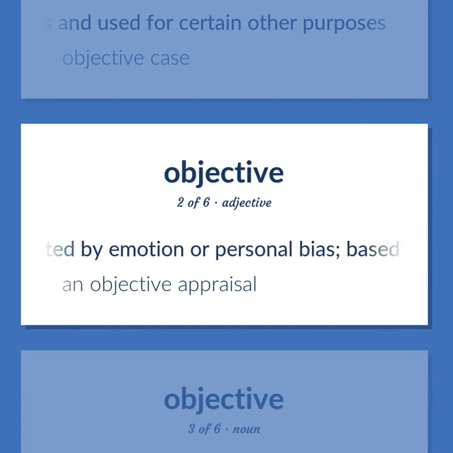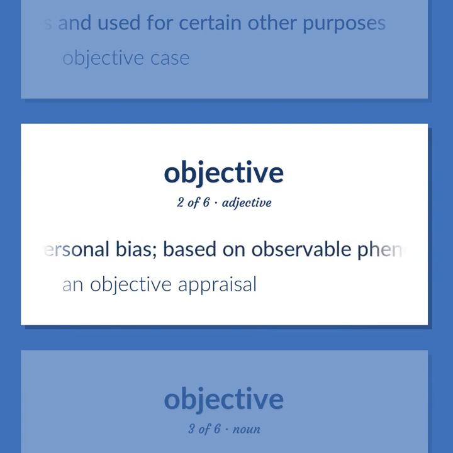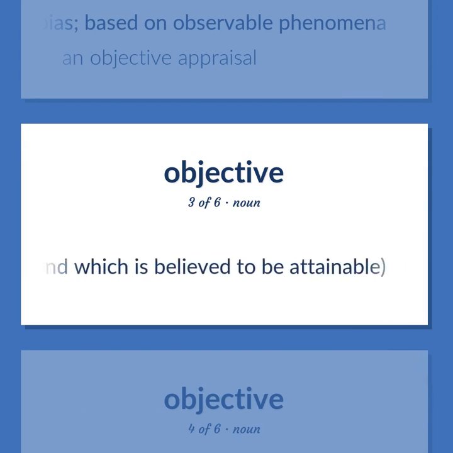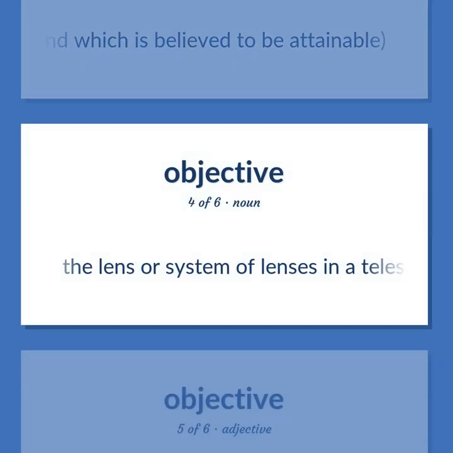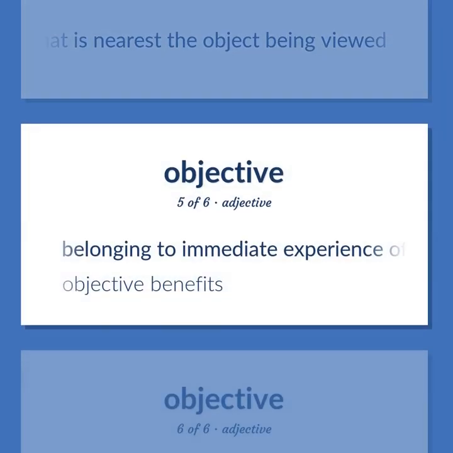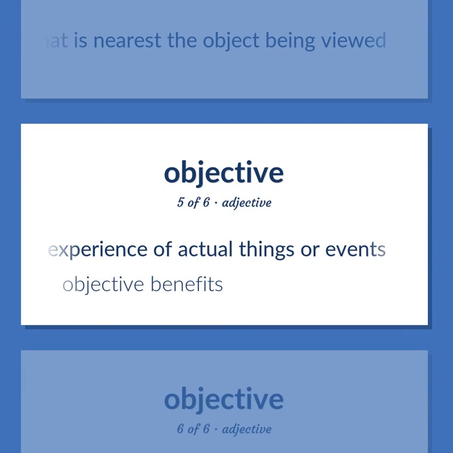Undistorted by emotion or personal bias, based on observable phenomena. An objective appraisal. The goal intended to be attained, and which is believed to be attainable. The lens or system of lenses in a telescope or microscope that is nearest the object being viewed. Belonging to immediate experience of actual things or events. Objective benefits.